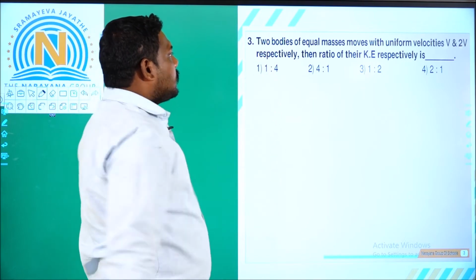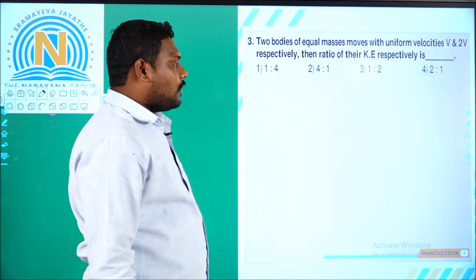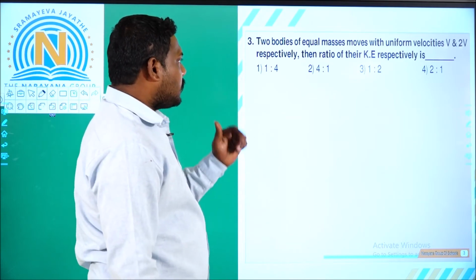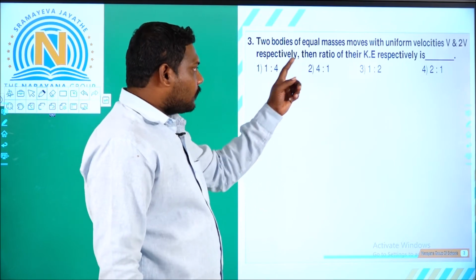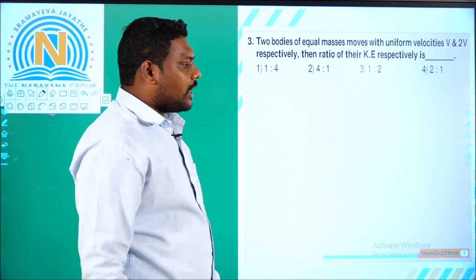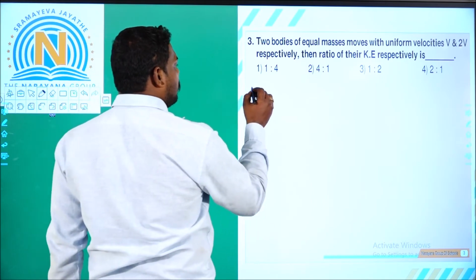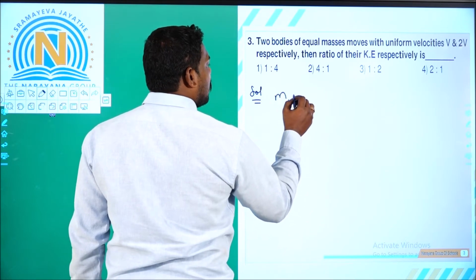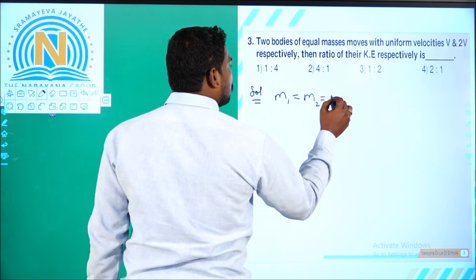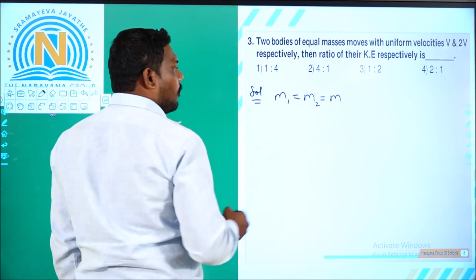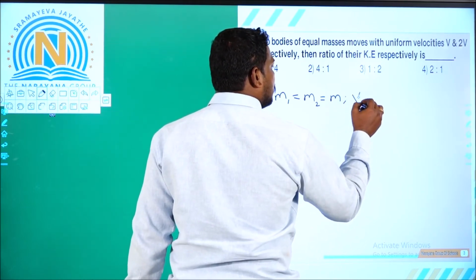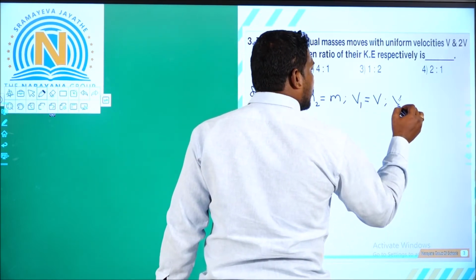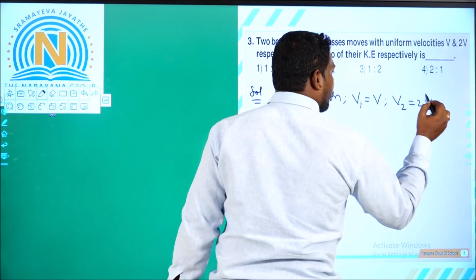The third question is, two bodies of equal masses move with uniform velocities v and 2v respectively. Then the ratio of their kinetic energy respectively is, now in the solution they have given two bodies of equal masses, that is mass of body 1 is equal to mass of body 2, let us say that is m. But the velocities, that is first body is moving with velocity v and second body is moving with velocity 2v.